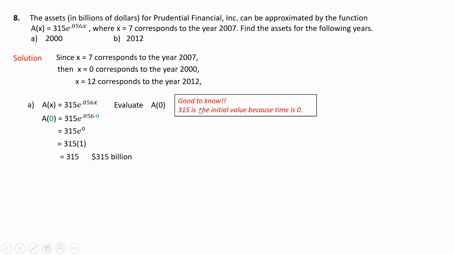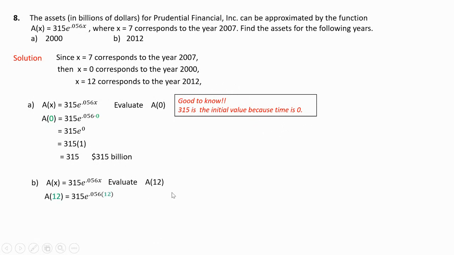For part B, right? So again, good to know, the initial value is when no time has passed. The initial value will always be the 315 here, guys, because if no time has passed, the x will be 0. And I believe I could have used an example like this when I was finding the initial value for the word problem about the depreciation of the price of the car in 2016. I could have used that. That's only extra information.